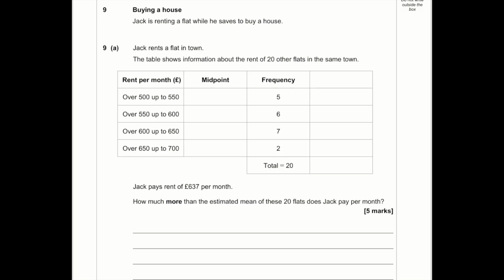Okay, question 9. So what we've got here is a table where we need to work out the estimated mean. So we know that there are 5 flats where rent is charged at somewhere between 500 and 550. Now we don't know whether these 5 flats are all 549.99 or they could all be 500. So the best guess is to say that they're all exactly halfway between 500 and 550, so 525, which is why they've done this midpoint column.